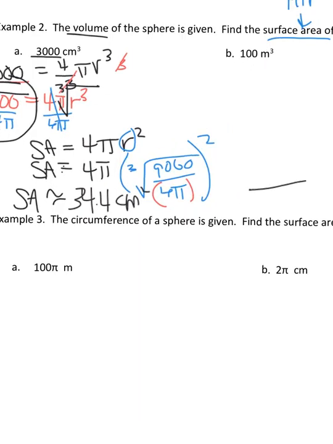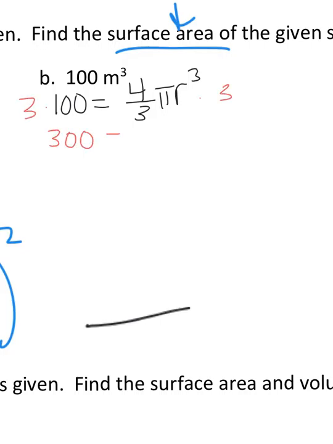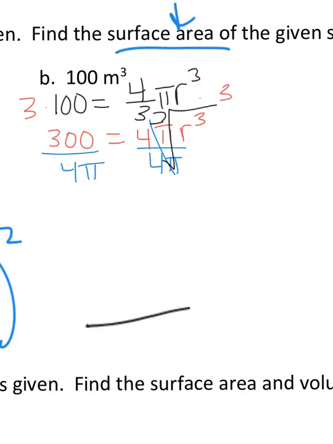So I'm going to do the same thing over here. I have 100 meters cubed as the volume. I want to solve for r, so I do 100 equals 4/3 pi r cubed. To solve for r, I have to multiply both sides by 3, so I have 300 equals 4 pi r cubed. And then I divide both sides by 4 pi. This cancels out. Now, to get rid of the cube, you want to take the cube root again. So this is what r equals.